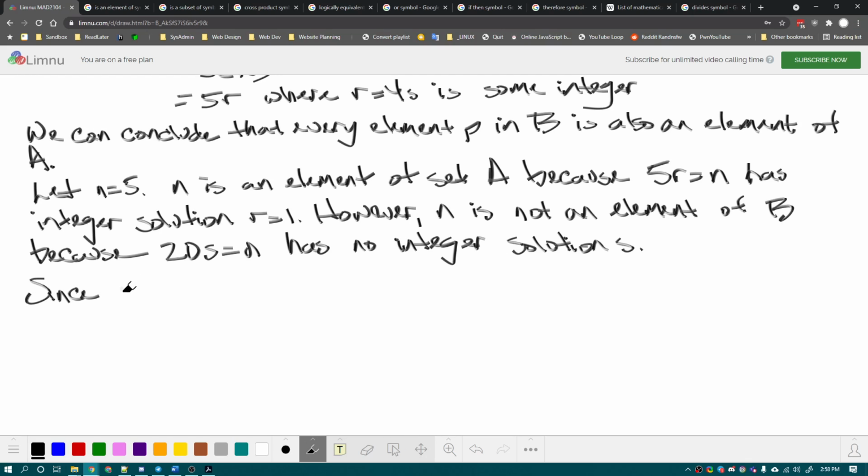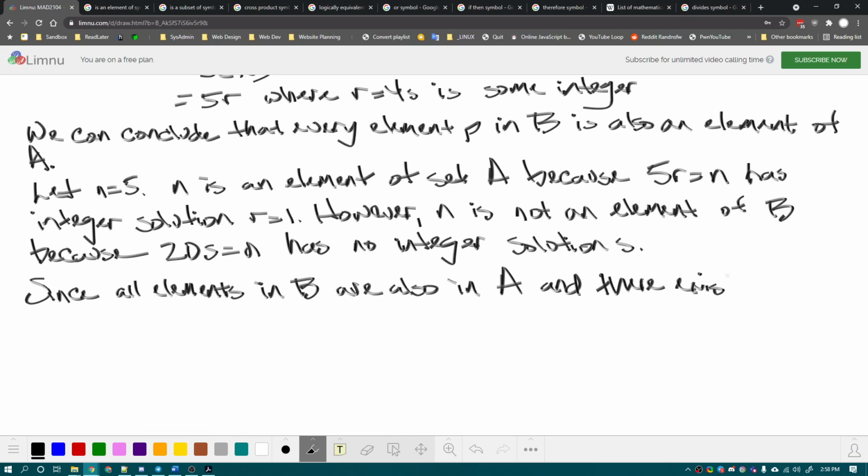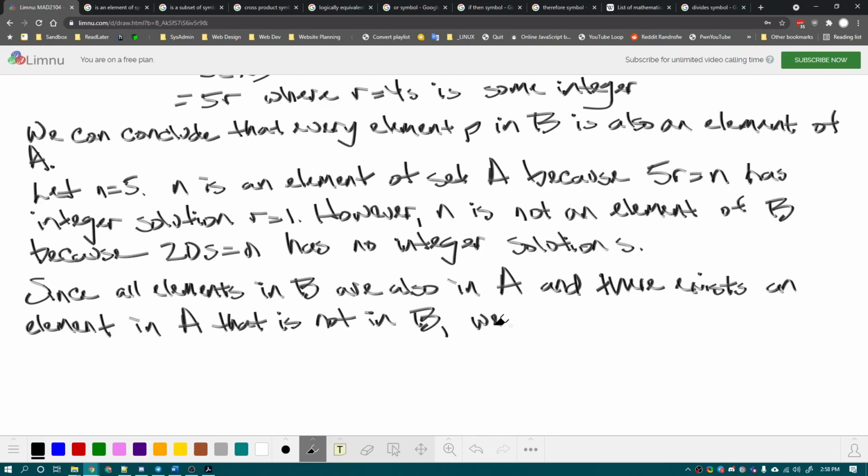Since all elements in B are also in A, and there exists an element in A that is not in B, we can conclude that B is a proper subset of A. QED. We're done.